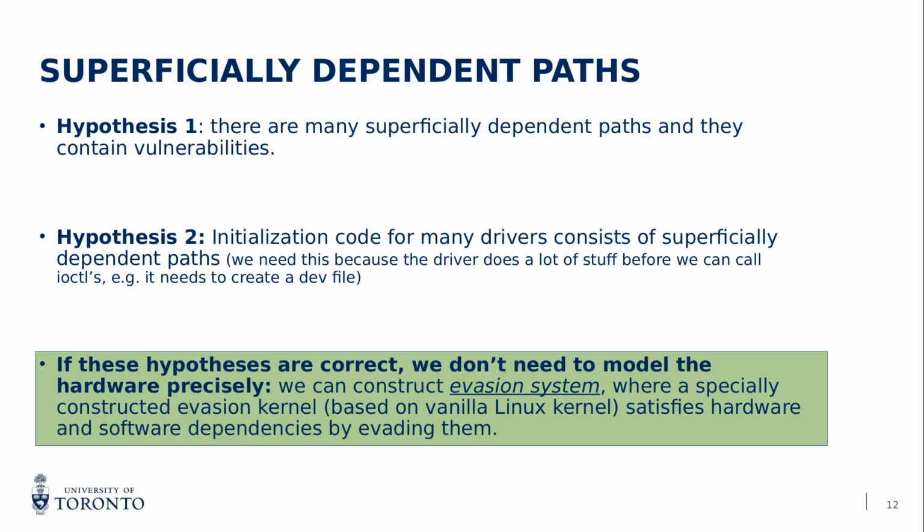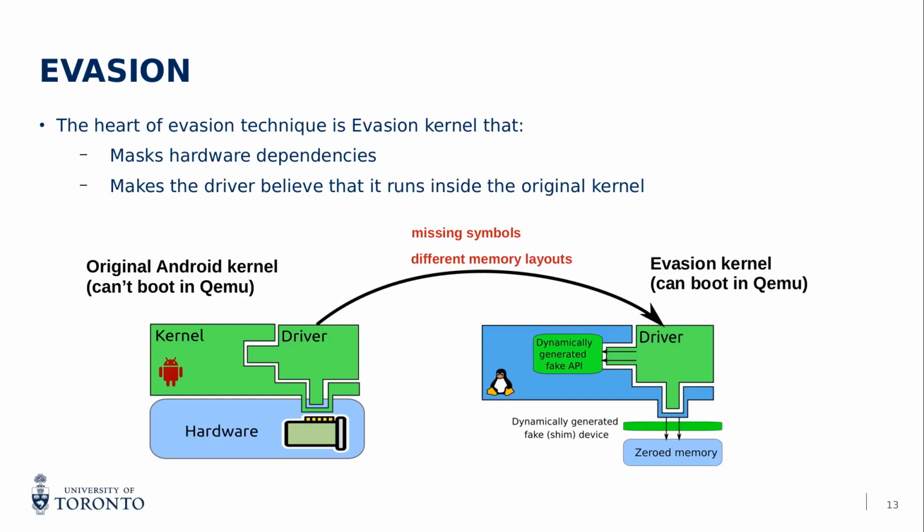We verify these hypotheses by actually building the evasion framework in which we can load unmodified Android drivers. The heart of the evasion technique is the evasion kernel, which is based on vanilla Linux kernel, and its purpose is to be able to load a diverse set of unmodified drivers. What it does is masking hardware and software dependencies.